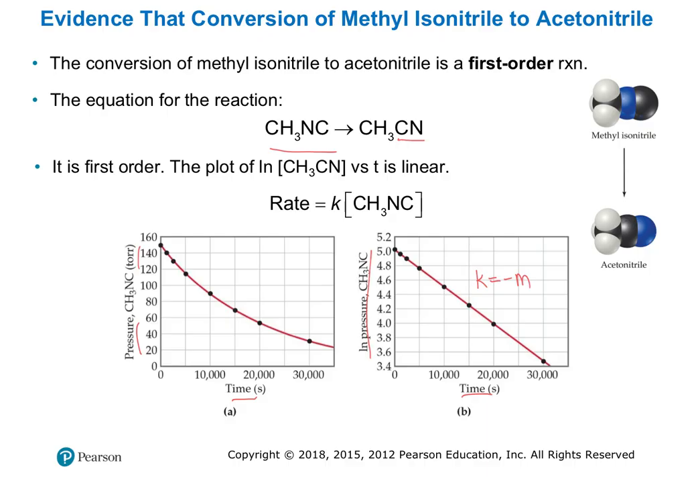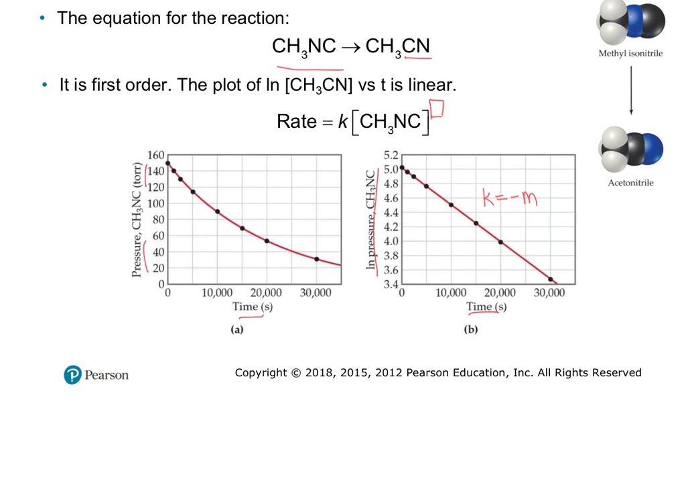And it's a negative slope, right? It's going down, and so the absolute value of that slope is going to be the rate constant. And so by doing this, we know it's first order, so I know what the x value here is equal to: 1. So then that's our rate law. And again, the value of k can be determined from looking at the slope.